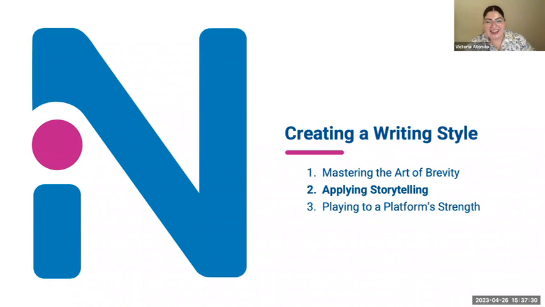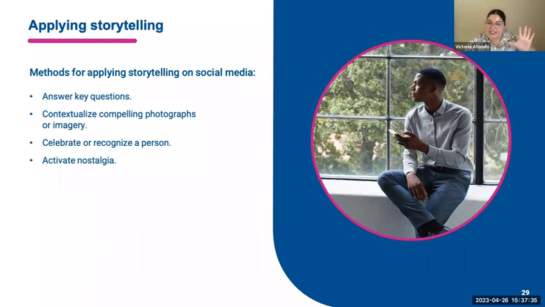All right, so here are some methods of how to apply storytelling on social media. Storytelling is perhaps one of the most important aspects of creating social media content, whether that's written, video, or an image. Whether we like it or not, people are on social media to be entertained first and foremost, and then informed. So definitely storytelling is one of the best ways that we can engage our audiences. And some of the methods that you can use in your content, especially when writing, are to one, answer key questions, two, contextualize compelling photographs or imagery, three, celebrate or recognize a person, and four, activate nostalgia.